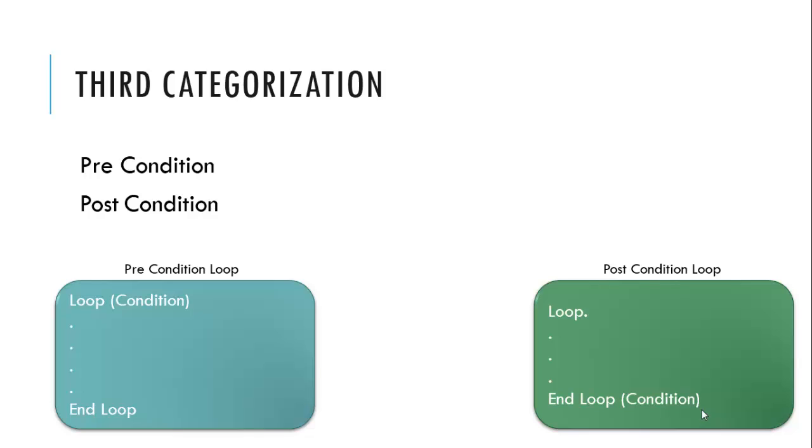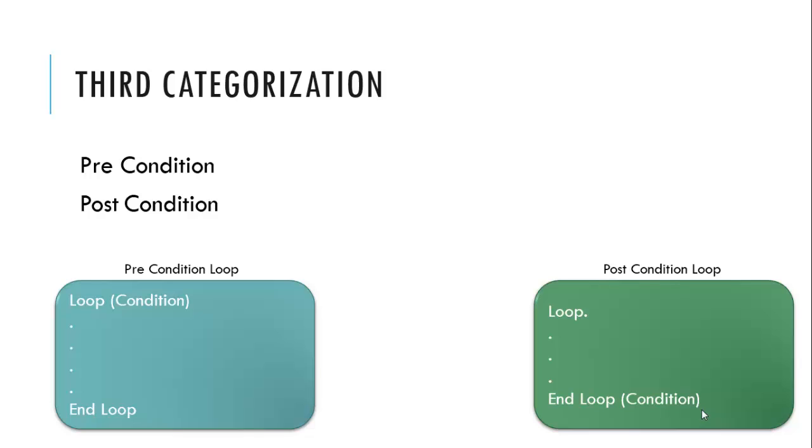If the same condition is placed at the end of the body of the loop, we call it a postcondition loop. So we have a precondition loop, where the condition is checked at the beginning of the body of the loop, and a postcondition loop, where the condition is checked at the end of the body of the loop. Now this is a good time to introduce some loops that are generally used in languages.